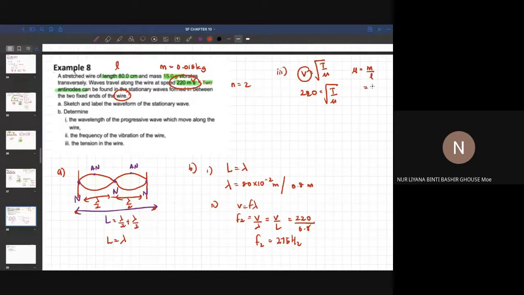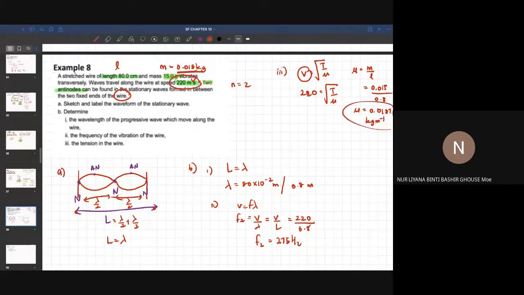So the mass is 0.015, which we already got earlier, and the length is 80 cm. So divide by 0.8 and you will get mu. You will get mu equals to 0.01875. The unit is kg m negative 1.